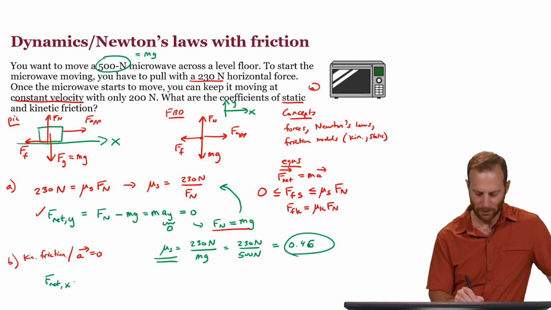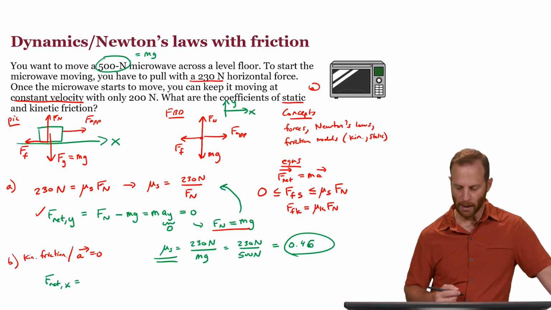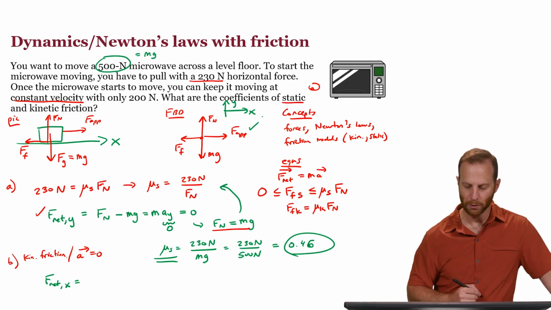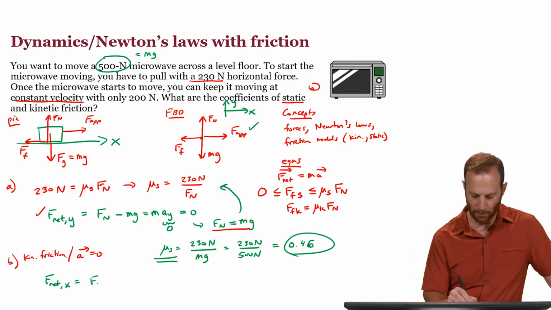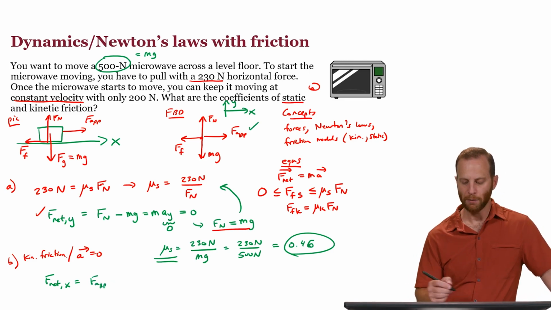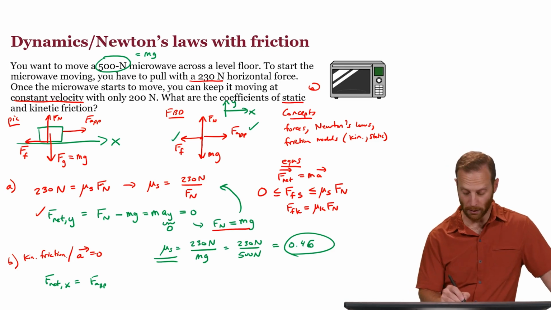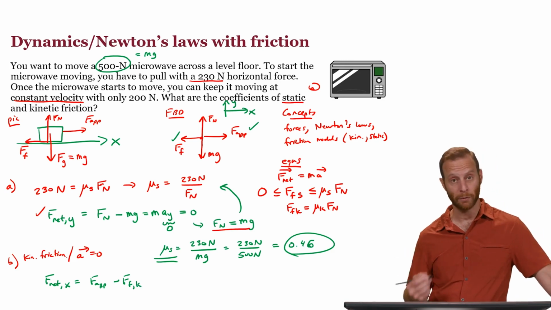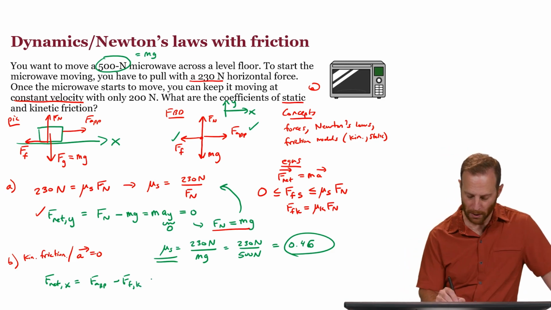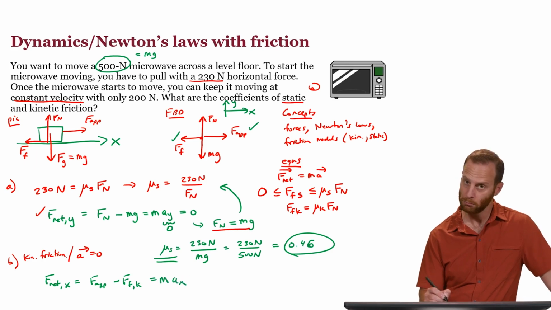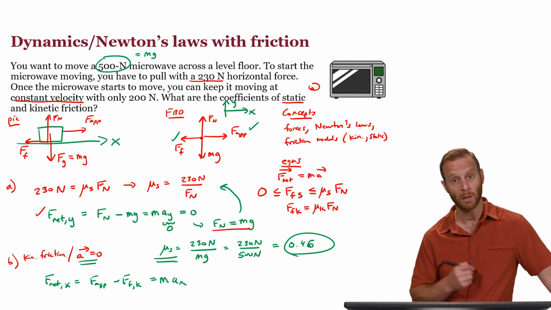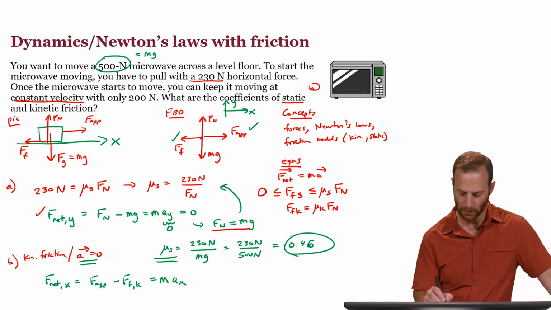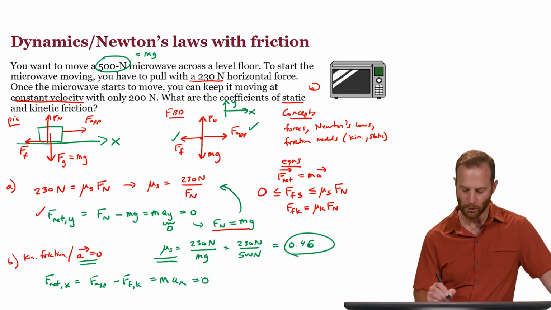F net x. How do I figure this out? I look at my diagram. I've got an applied force pointing to the right, F applied. I've got a frictional force pointing to the left. I'll account for that with a minus sign. It's the frictional force. And I happen to know now that it's got to be kinetic friction or sliding friction. That's equal to the mass times the acceleration in the x direction. But we just got done saying that there is no acceleration because velocity is constant. So that whole right-hand side is 0.